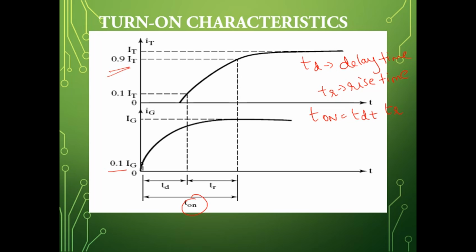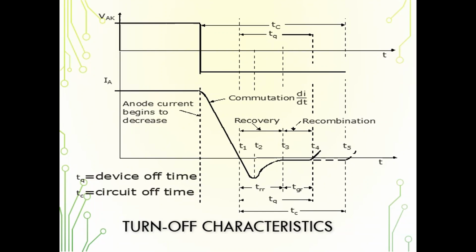Next, coming to the turn off characteristics. When the thyristor is to be turned off, the first thing we have to do is make the forward current fall below the holding current. We have seen what holding current is, right? So to turn off the thyristor, we have to reduce our anode current to fall below the holding current. There are various techniques to make the anode current fall below the holding current.